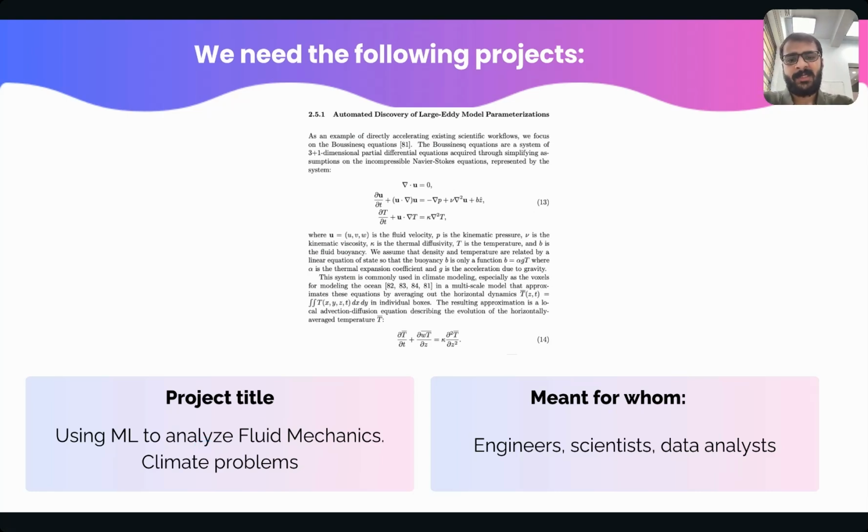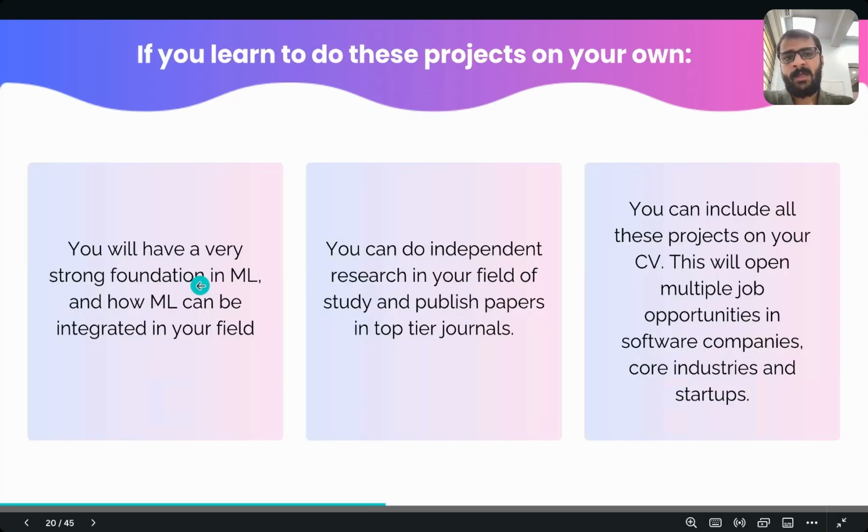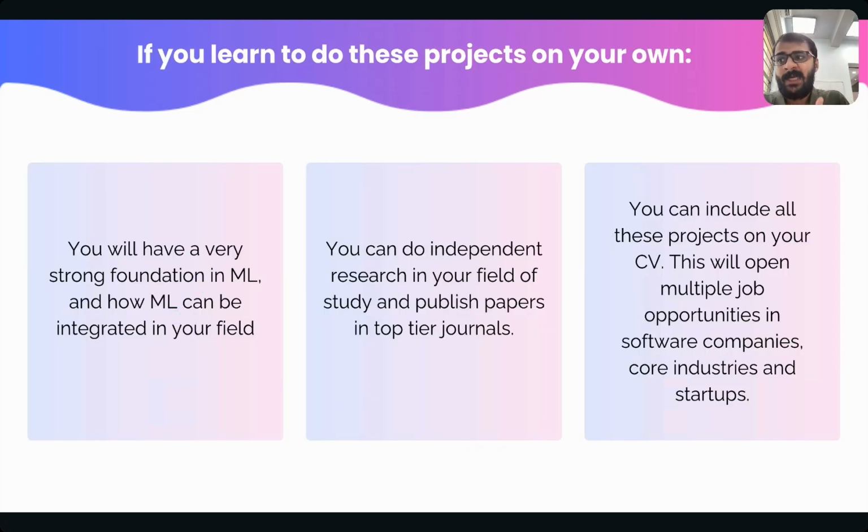Do you see these projects are meant for engineers, scientists, and data analysts? This is the advantage of the field of scientific machine learning. All these projects come under the field of scientific machine learning, where you mix your main domain with machine learning. If you have these projects, you can do independent research in your field and even publish papers. These are new projects which show how machine learning can be integrated with your original field. You can even include all these projects on your resume. They'll be unique projects because not many other people will have it.